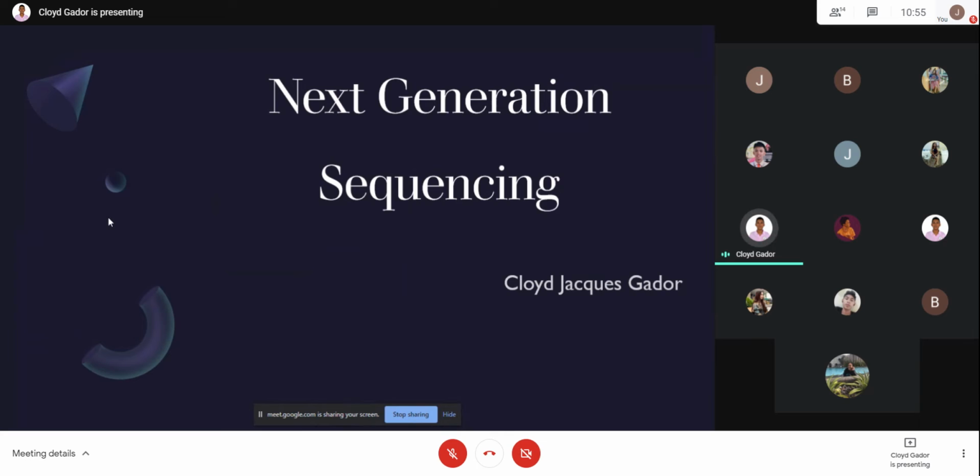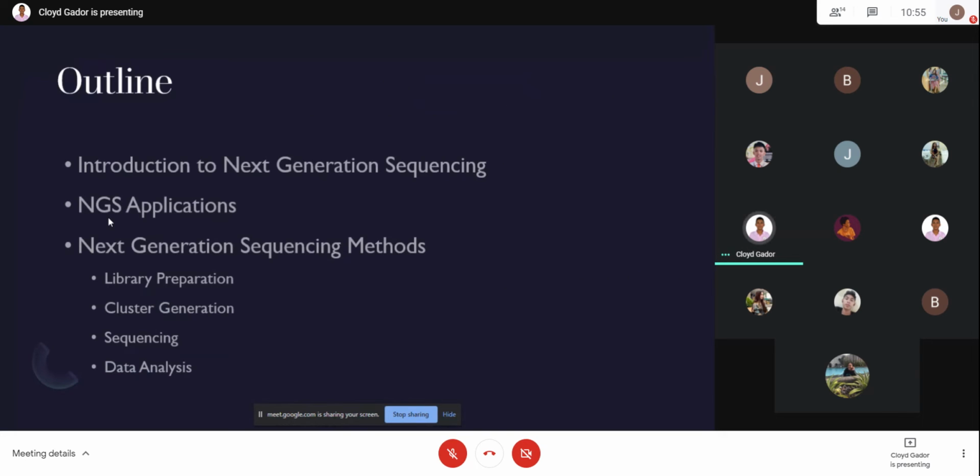So good morning, everyone. My topic is about next generation sequencing. This is one of the different methods for sequencing. The outline would be an introduction to NGS applications, and a detailed look at next generation sequencing methods, which includes library preparation, cluster generation, sequencing, and data analysis.